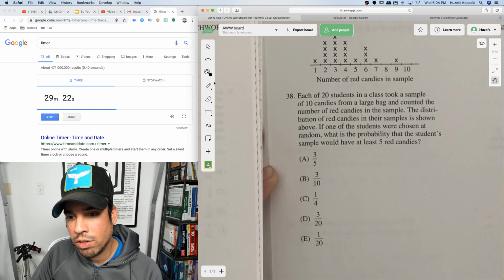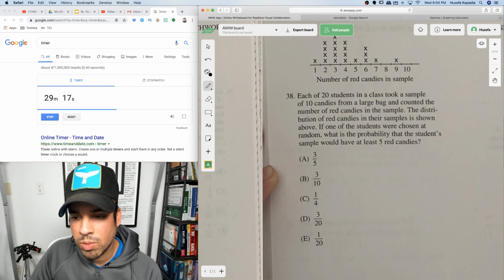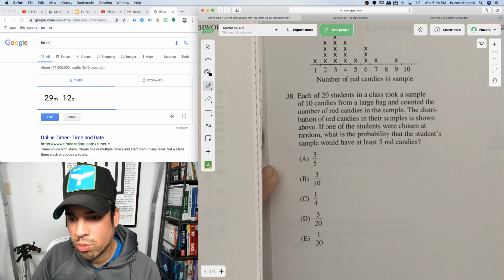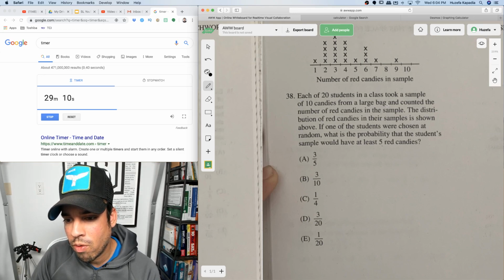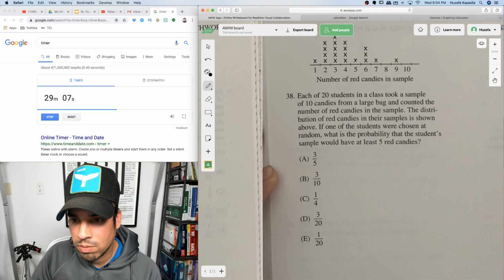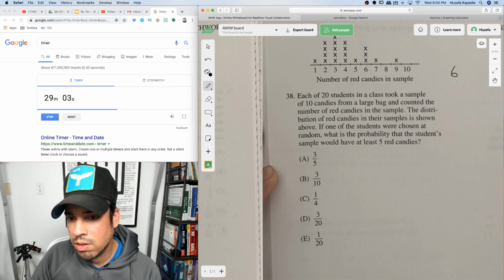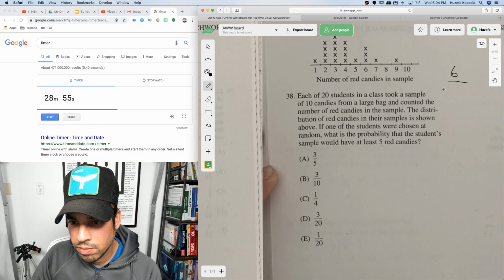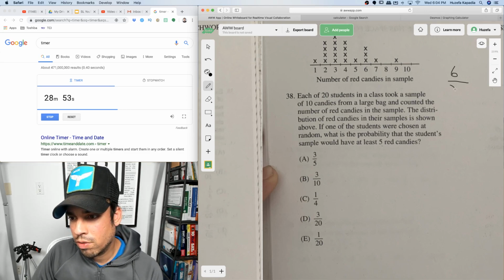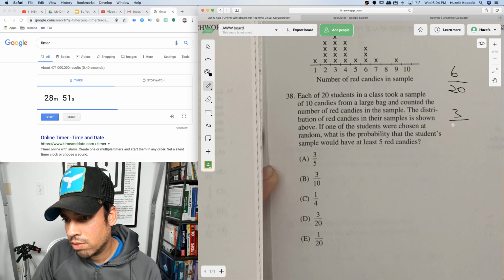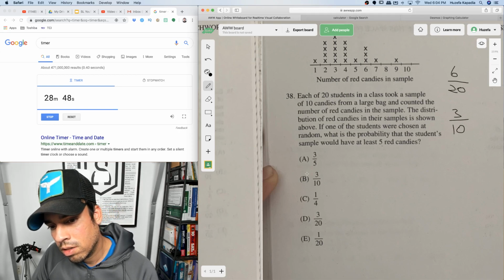38. Each of 20 students in a class took a sample of 10 candies from a large bag and counted the number of red candies in the sample. The distribution of red candies in their samples is shown above. One of the students was chosen at random. What is the probability the student's sample would have at least 5 red candies? So that would be 1, 2, 3, 4, 5, 6. 6 out of a total of 20, which is 3 out of 10. And that's it. I think that's it.